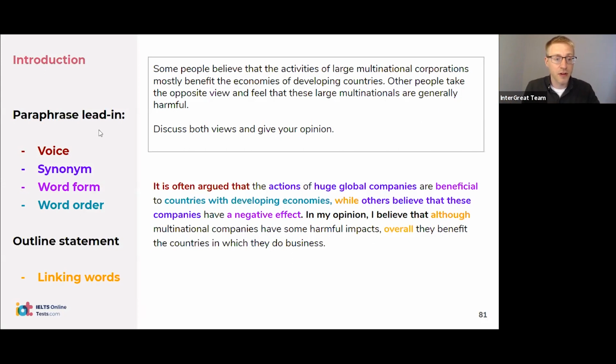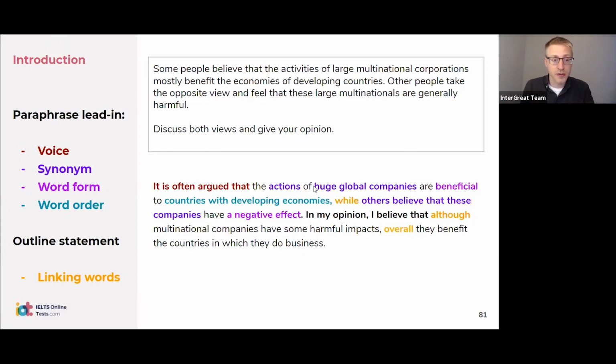Yes, spelling flaws will be penalized, Moluth. Unfortunately, that will be part of vocabulary rather than grammar. So yet instead of but, yet would be okay, nada as well. So this is a very clear outline statement showing that I will discuss both views, okay? Now, if you have questions about the introduction, please put them in the Q&A.